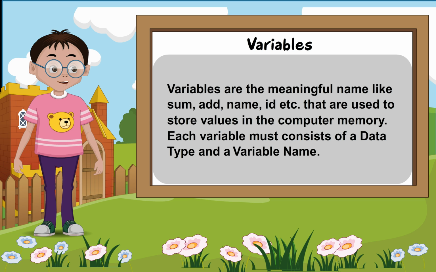Variables. Variables are meaningful names like sum, add, name, id, etc. that are used to store values in the computer memory. Each variable must consist of a data type and a variable name.